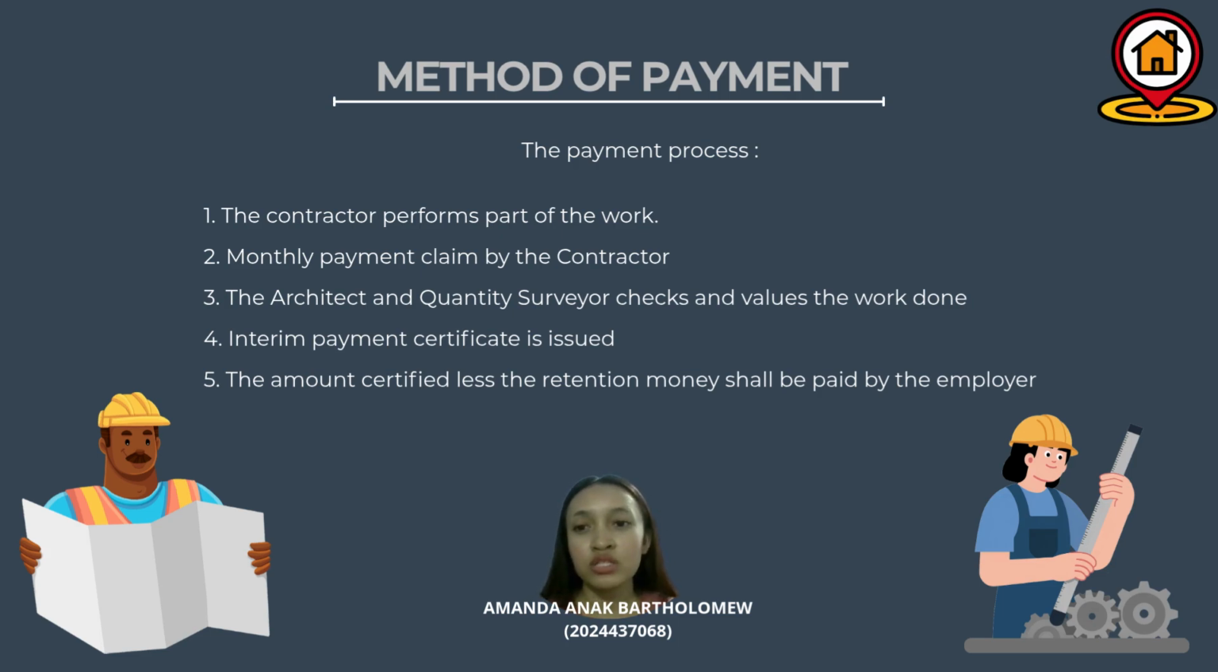First, the contractor must perform part of the work. Second, monthly payment can be claimed by the contractor. Third, the architect and quantity surveyor must check and value all the work that has been done. Fourth, an interim payment certificate will be issued. And lastly, the amount certified less the retention money shall be paid by the employer.